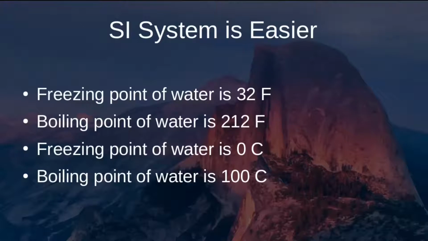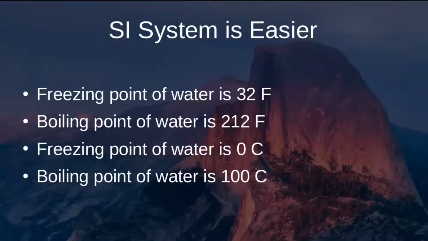But if we look at the metric system or the SI units, the freezing point of water is 0 degrees centigrade or Celsius. So 0 is, in my opinion, a little bit easier to remember than 32 degrees Fahrenheit. And what's the boiling point of water? 100. So 100 degrees Celsius or 100 degrees centigrade is the boiling point of water as opposed to 212 degrees Fahrenheit. So for centigrade or Celsius, freezing is 0, boiling is 100.